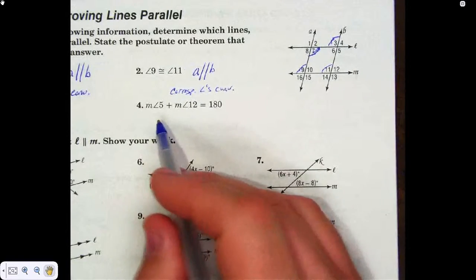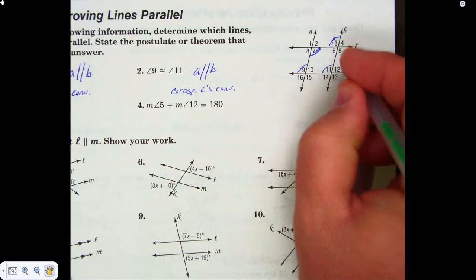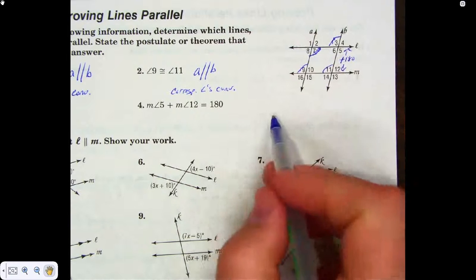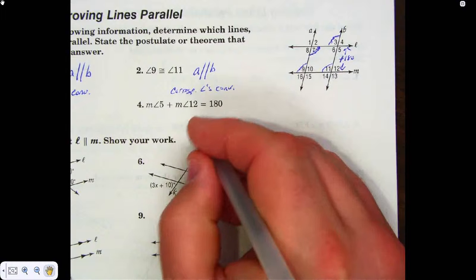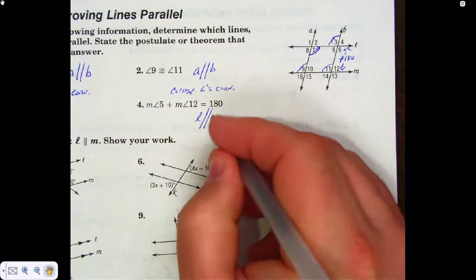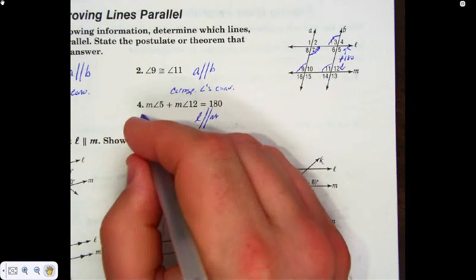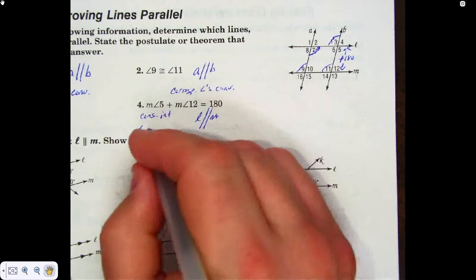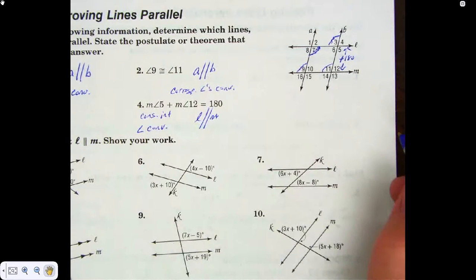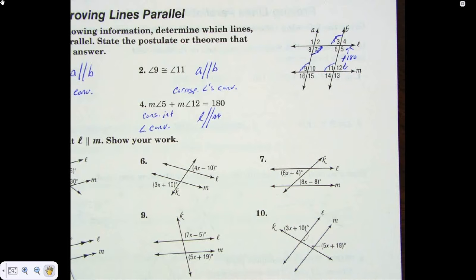Let's jump down here to number 4. Measure angle 5 and angle 12. Add to what? 180. Does that help us? Which lines are parallel now? That would make L parallel to M. Why? Consecutive interior angle what? Converse. Any questions there?